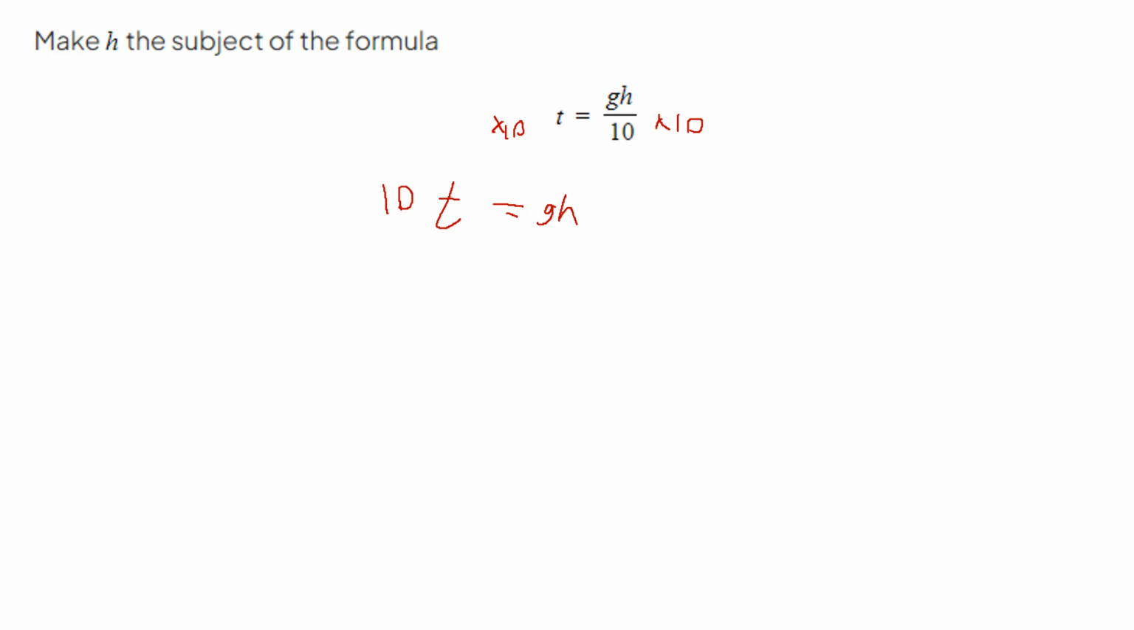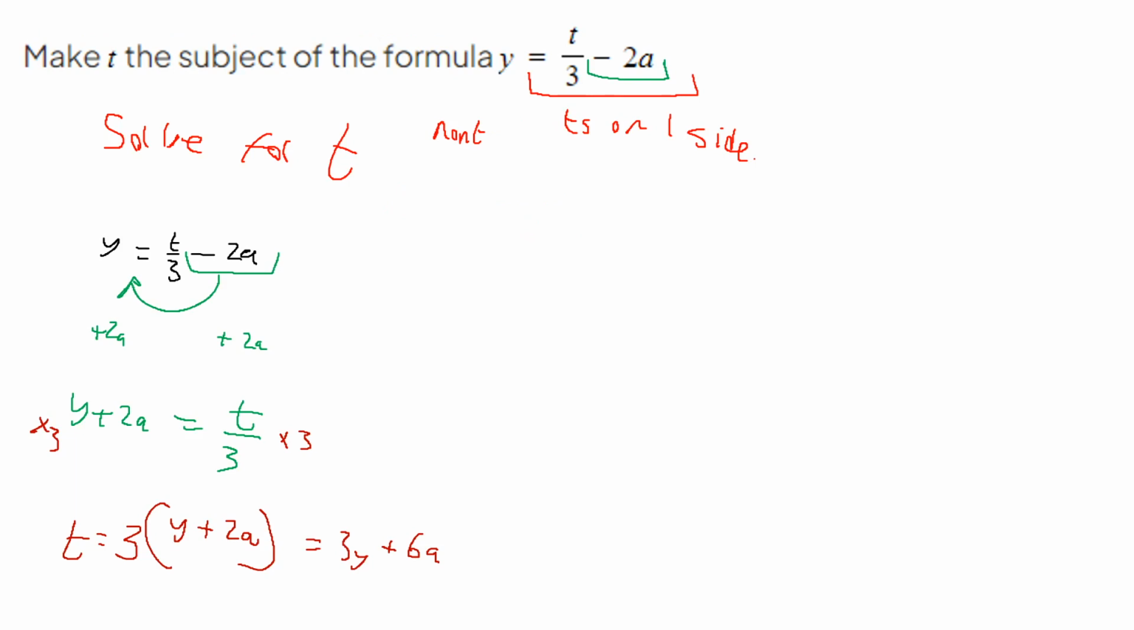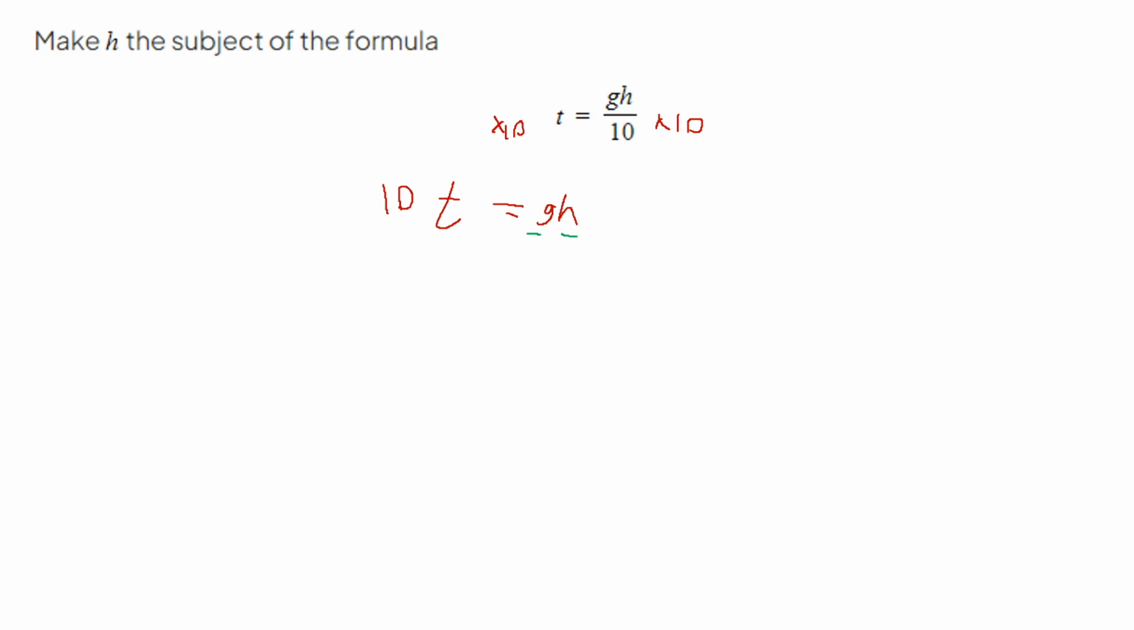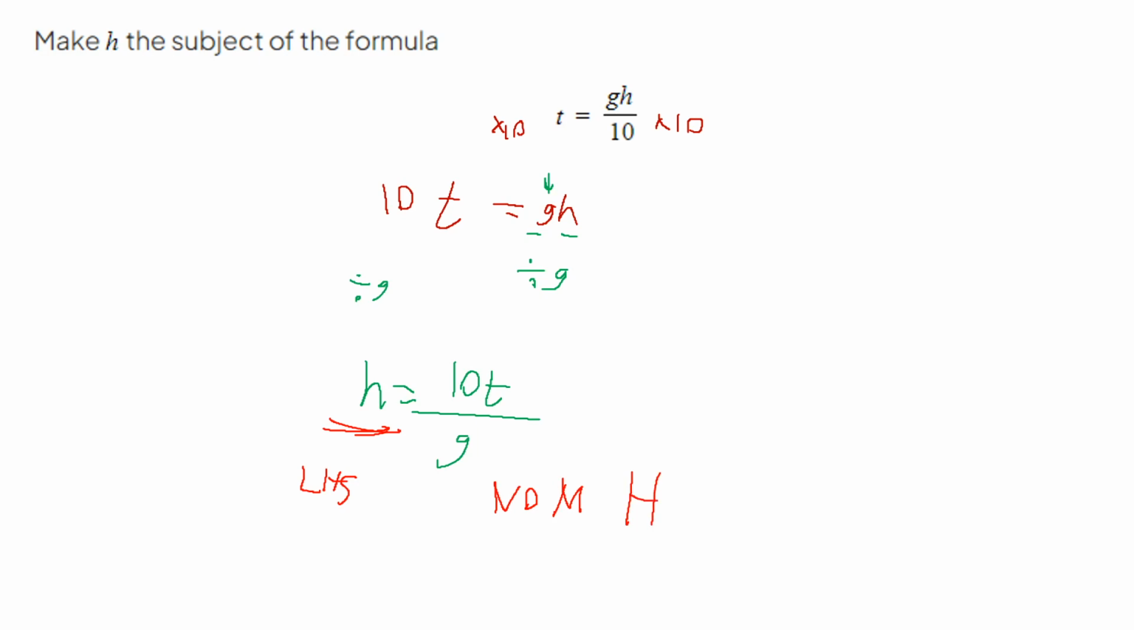And again, this is the same as g times h. Remember here how we had a t divided by 3? Well, here it's multiplying by g. So we need to divide both sides by g. And so what we're left with is h is equal to 10t over g. And as you can see, the only thing on my left-hand side is h. Everything else here is non-h's.